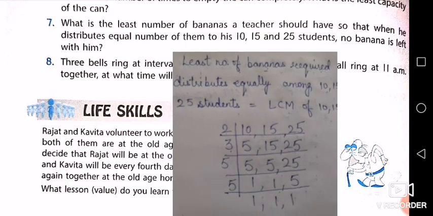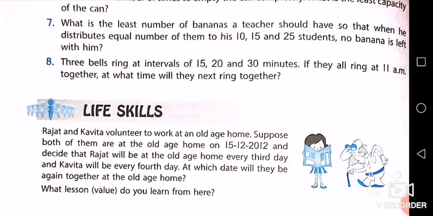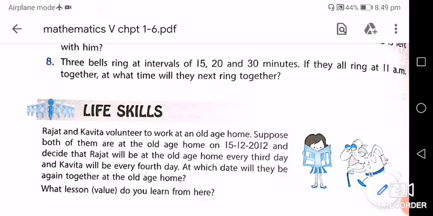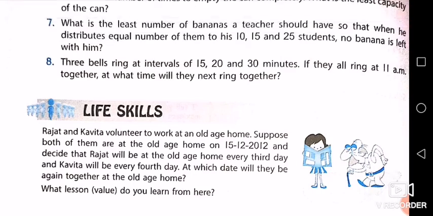Okay, children. Now we'll start our last question of this exercise, that is question number 8. 3 bells ring at intervals of 15, 20 and 30 minutes.